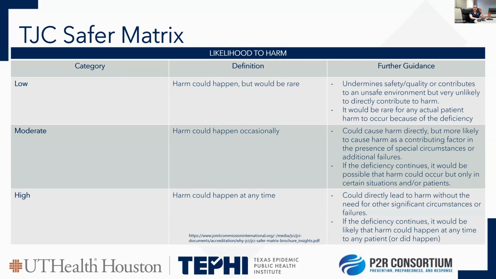So for our low category, our definition is that harm could happen, but would be rare. And then the further guideline is that it would actually be rare for an actual patient to have been harmed because of this deficiency.